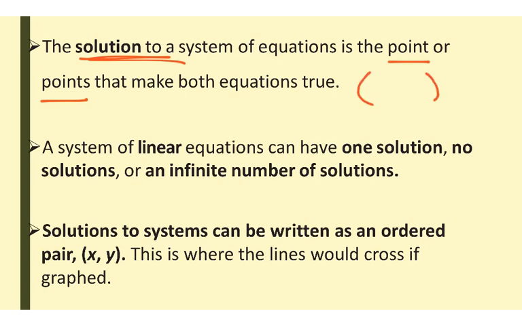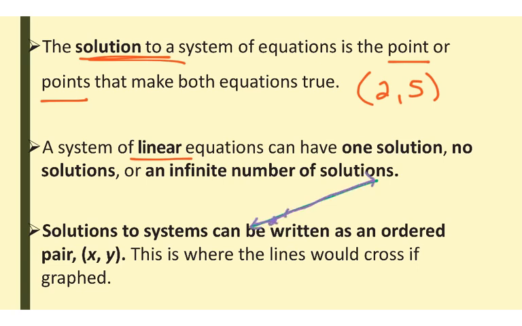So I might have an ordered pair, like for example 2, 5, and that means that that ordered pair, if I plug it in for x and plug it in for y, it's going to make a true statement. A system of linear equations can have one solution. So like if you have 2 lines that intersect in one place. No solution would be 2 lines that never intersect. Or you can have an infinite number of solutions, and that's where you have one line and then you graph the other equation and it turns out to be the same line.